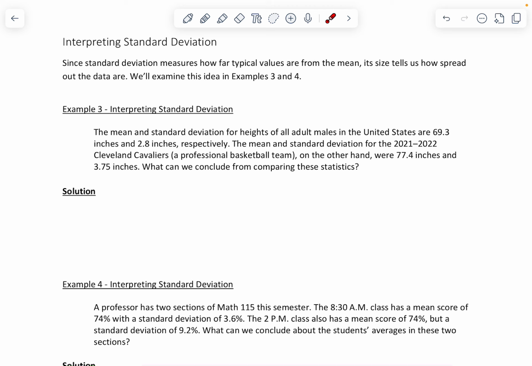So example 3, these are mostly just kind of scenarios that we need to think through here. The mean and standard deviation for heights of all adult males in the United States are 69.3 inches and 2.8 inches, respectively. The mean and standard deviation for the 2021-2022 Cleveland Cavaliers, a professional basketball team, on the other hand, were 77.4 inches and 3.74 inches. What can we conclude from comparing these statistics?